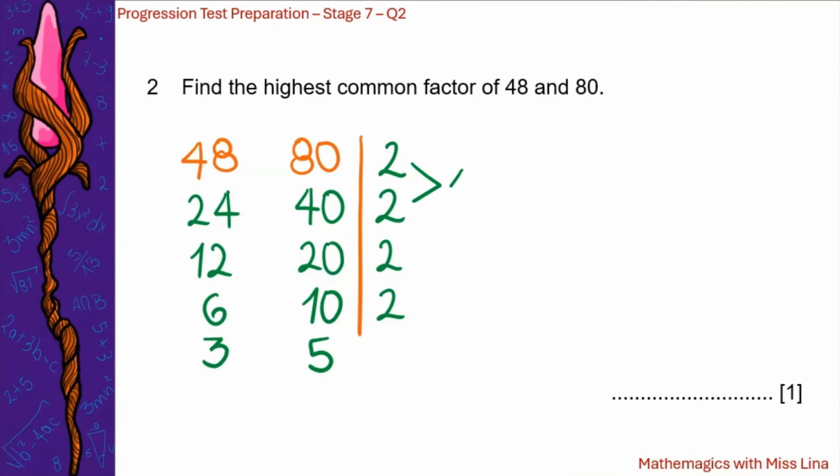Now, 2 times 2 is 4, and 2 times 2 is 4. 4 times 4 is 16. That means the highest common factor between 48 and 80 is 16. And that's what you need to do in order to get the mark.